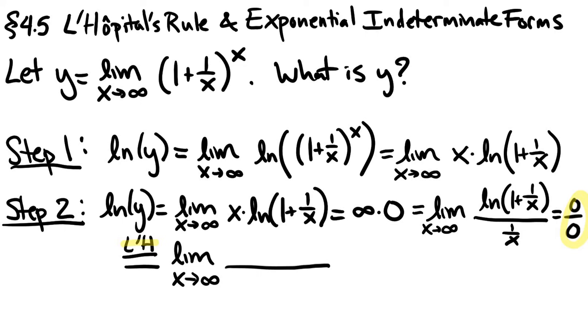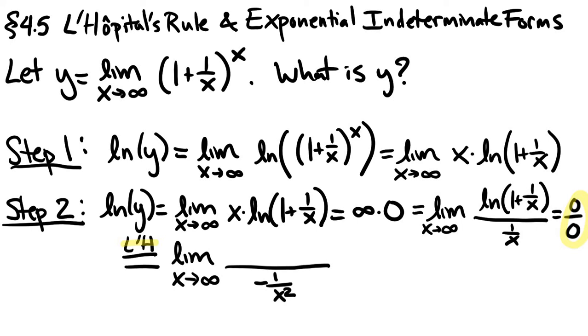Here on the bottom, that's easier. We have 1 over x, also known as x to the minus 1. So we can use the power rule. That becomes minus x to the minus 2, or minus 1 over x squared.